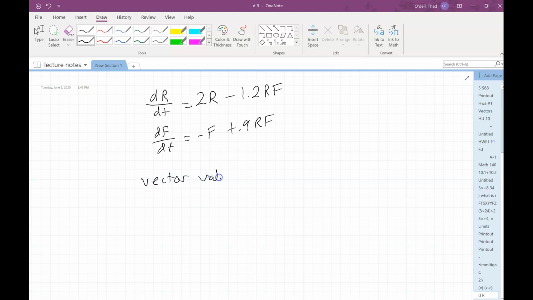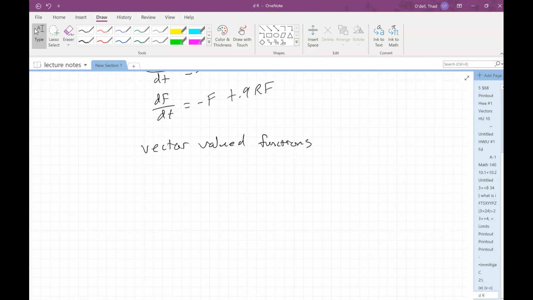Vector valued functions. A vector valued function is a function that's based on a vector rather than an equation. Of course, the vector could have equations within as the terms of the vector. So if we're looking for solutions to this equation, we're going to create a vector valued solution. Let's say P of t is my solution.